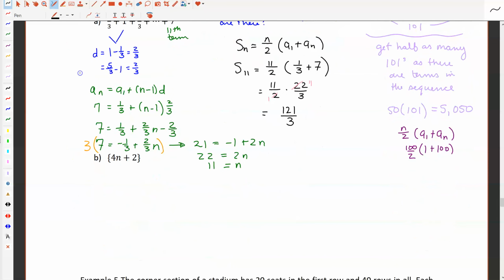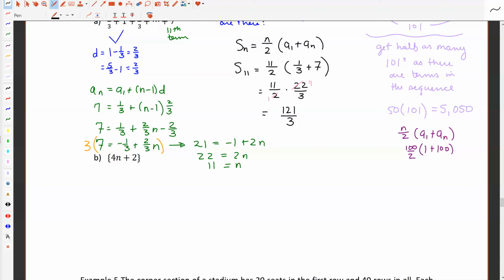All right, so let's take a look at our next sequence. This one, we weren't given the terms, we were given an explicit formula. So for the next sequence, it's going to be formed by doing 4n plus 2, and we're going to find the sum of the first n terms.